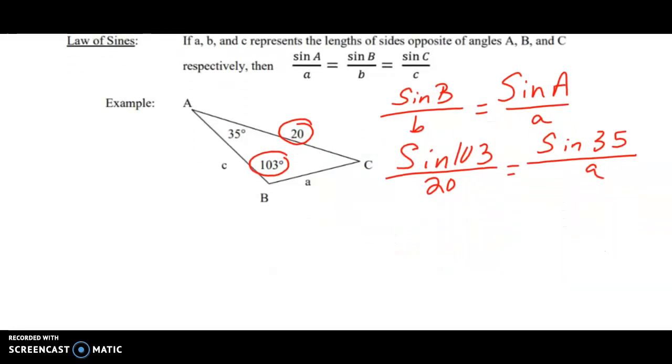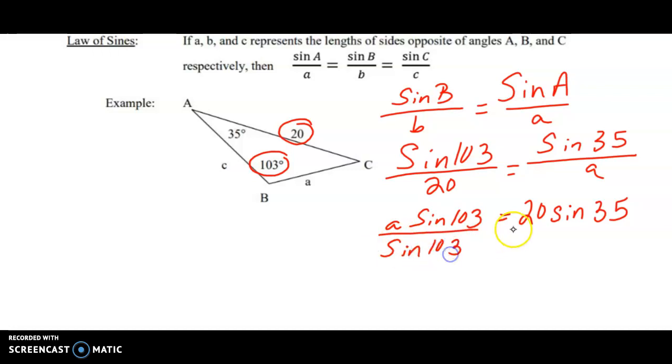And then you're just going to set this up. You're going to cross multiply. So multiply the sine of 103 times a, so we get a sine of 103 equals 20 times the sine of 35, so it's 20 sine 35. Okay, and then I don't want you to punch this part in your calculator just yet. Wait until the very end and make sure that you get your answer as close to an exact value as possible. So you're going to go ahead and divide both sides by the sine of 103 in order to isolate a.